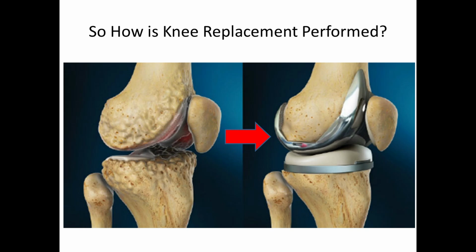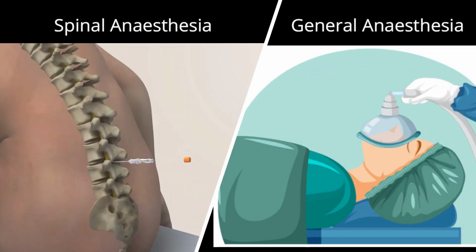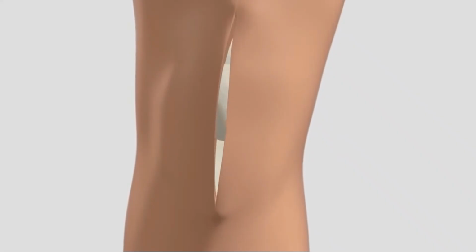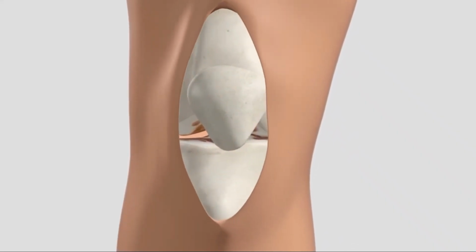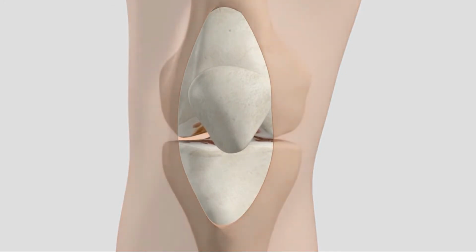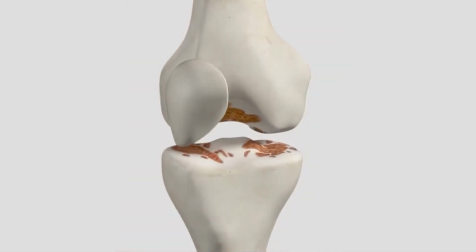So, how is knee replacement performed? The operation is performed under general or spinal anesthesia. The surgeon then starts by making an incision at the front of the knee to access the knee joint.